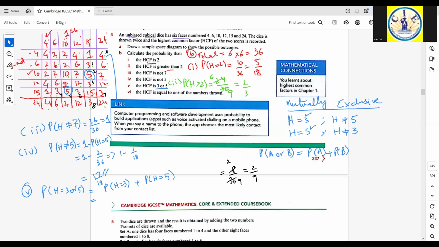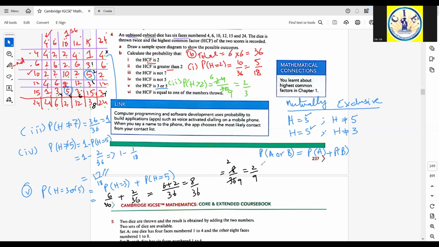But if I do it like this, probability of H equals to 3: 1 times 3, 1, 2, 3, 4, 5, 6. This is 6 times out of 36 plus this is 2 times out of 36. So that would again give us 8 by 36 like this.